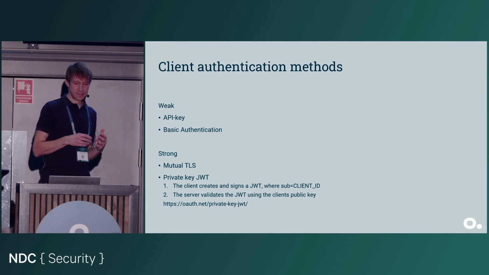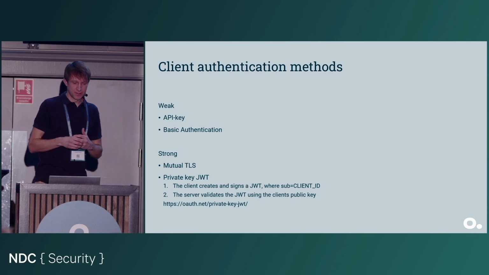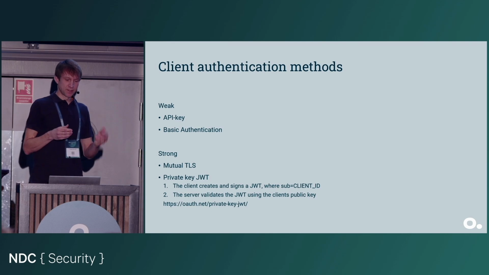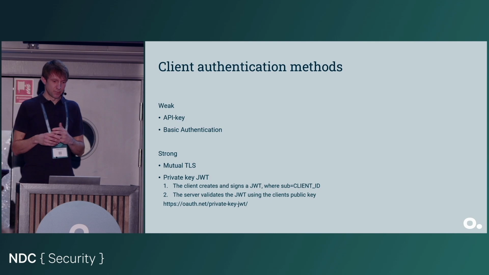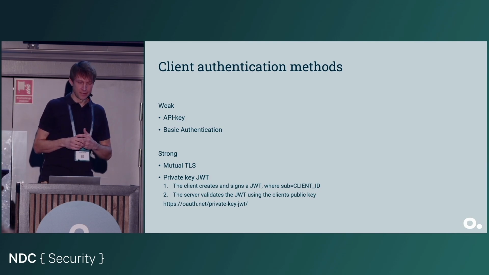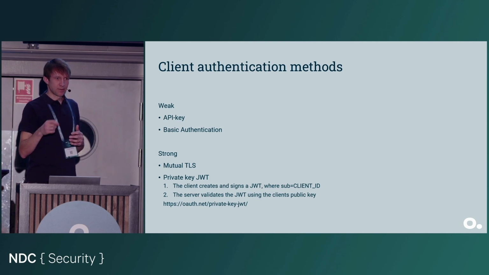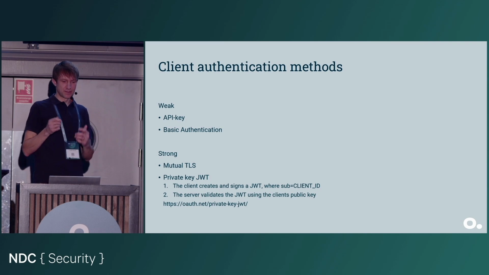Without having public key infrastructure, the client just generates a private public key pair, and then it creates a JWT where the subject is the client ID, and then the server can authenticate the client by validating that JWT using the client's public key.